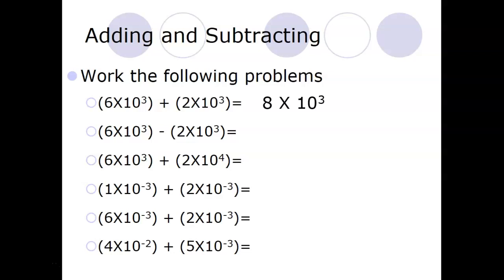All right, so the first one, we have 6 10 to the third plus 2 10 to the third. That should have given you 8 10 to the third.